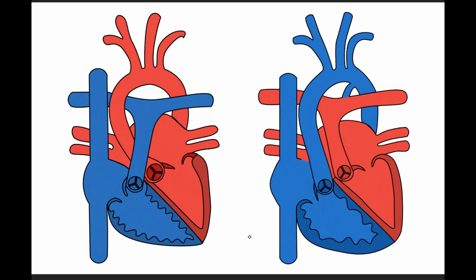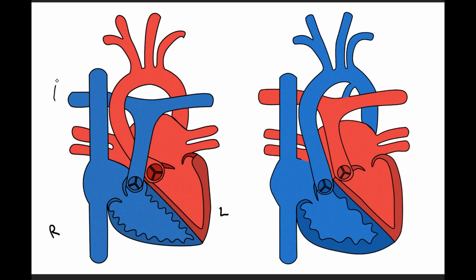In this video, we're going to talk about transposition of the great arteries, specifically D-transposition of the great arteries. On the left side, you can see an example of a typical heart. Here is the right side. This is the left side. The nomenclature is kind of flipped because we're going to be talking about it as if the patient is facing us, using their own sides.